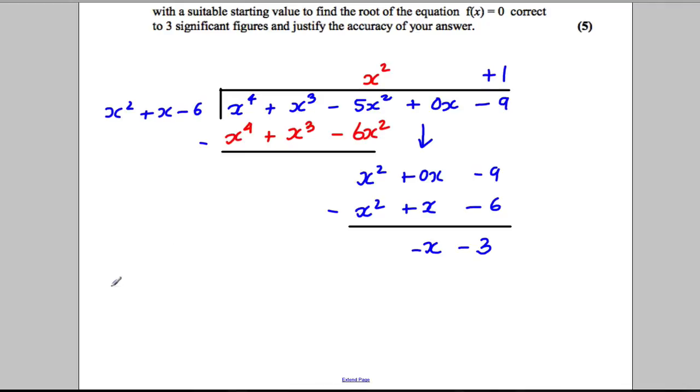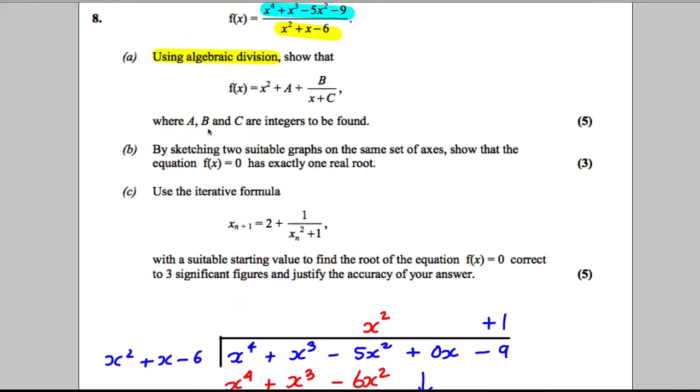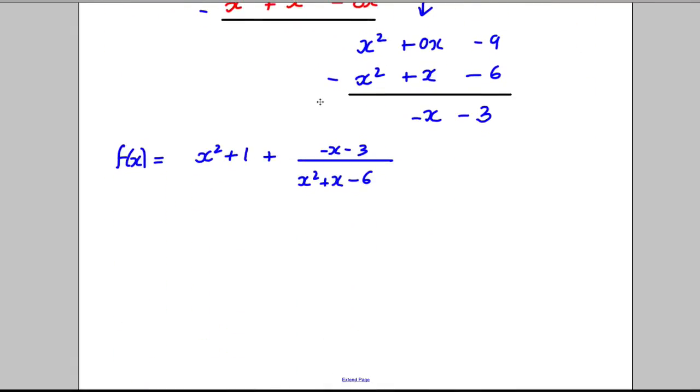Okay, so therefore writing this in the right form, f of x is equal to this term here, which is x squared add 1, and this remainder divided by that there. So it's going to be plus negative x subtract 3, all divided by x squared add x, take away 6. If you look up in your question, have we got there? Well, actually no, there's only a linear, an x on the bottom, not an x squared. So you should be looking at that and thinking, well, either I've made a mistake or maybe I could do something further. And you can.